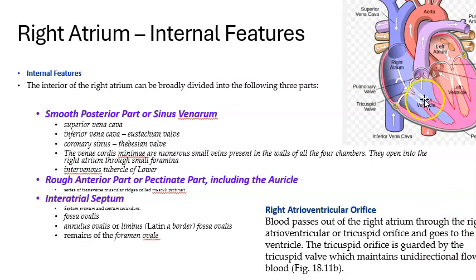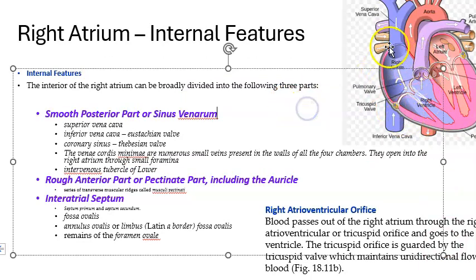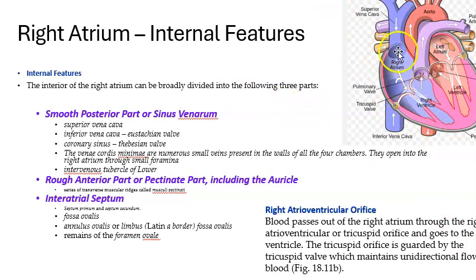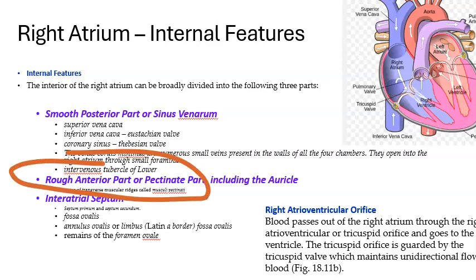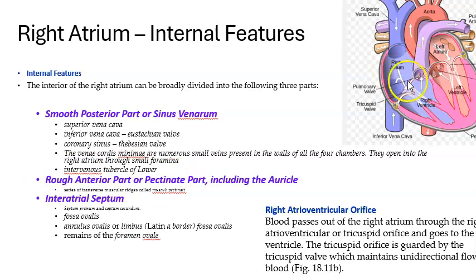Let me zoom. So the posterior part, that one is smooth. Okay, that is the posterior. Then coming to the anterior part, that is rough. We'll come to that. The anterior is rough, which we have removed here. What you're seeing is the posterior, which is smooth.